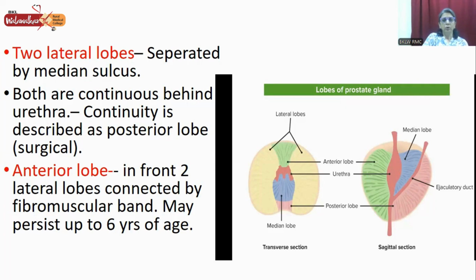Now the continuity: if you see these lobes posteriorly, the part which is posterior to the urethra, behind the medial lobe, is the posterior lobe, and in front of the urethra is the anterior lobe. The importance of this anterior lobe is that it is more of a fibromuscular structure and may persist only up to 6 years of age.